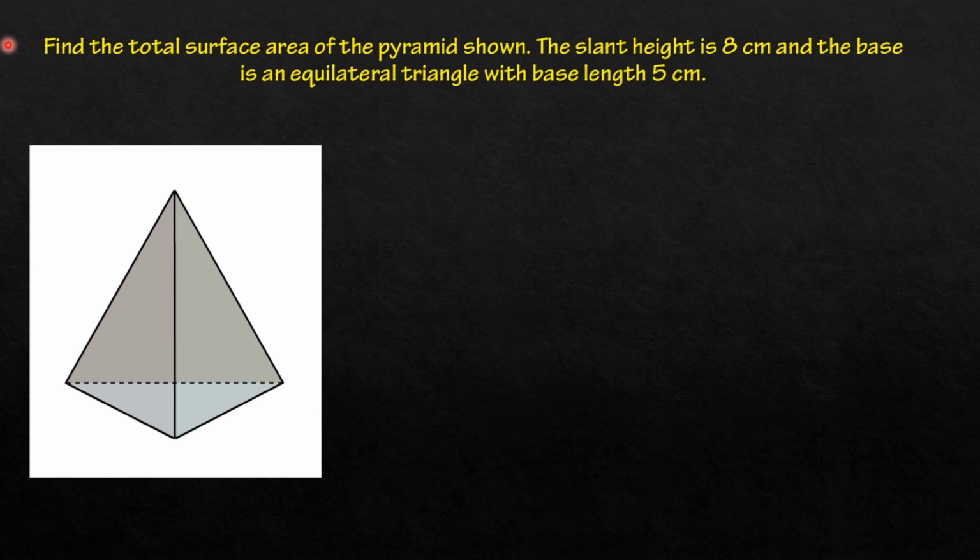In this question, we'll find the total surface area of the pyramid shown. The slant height is 8 centimeters, and the base is an equilateral triangle with base length 5 centimeters. First thing, label your diagram again. The slant height is 8 centimeters. The base edges are all the same, so the slant heights are going to be all the same as well.